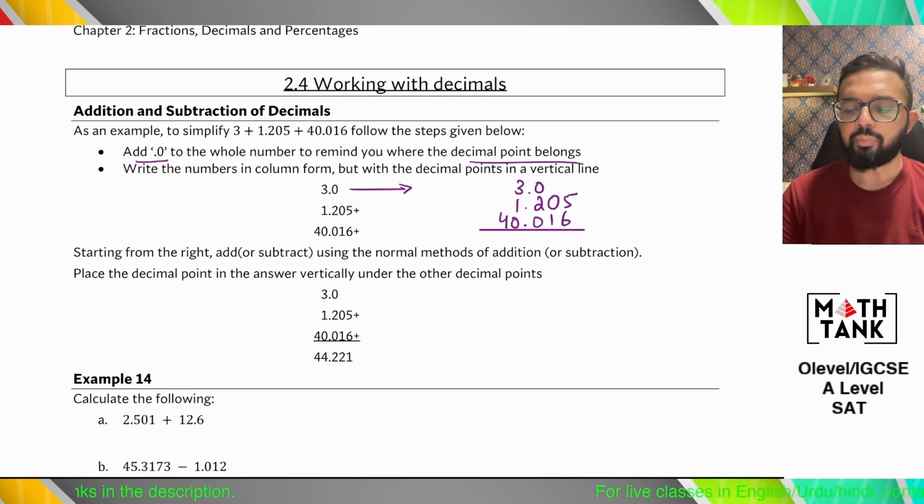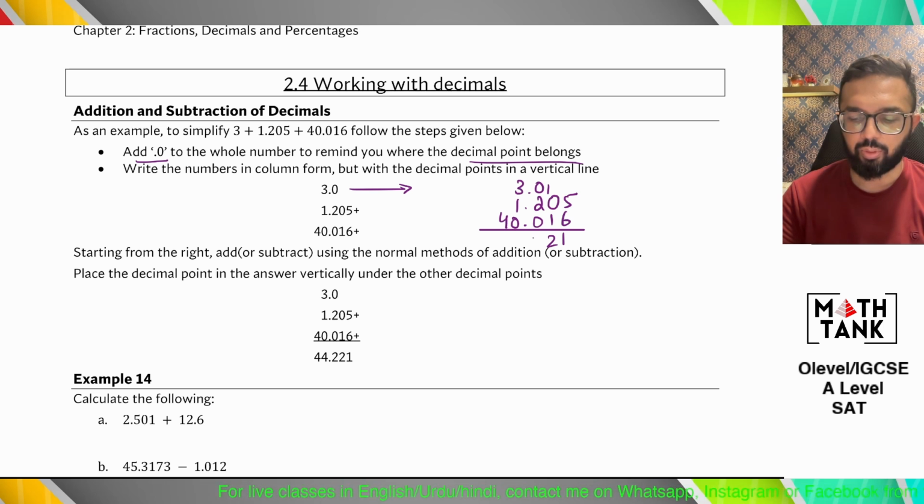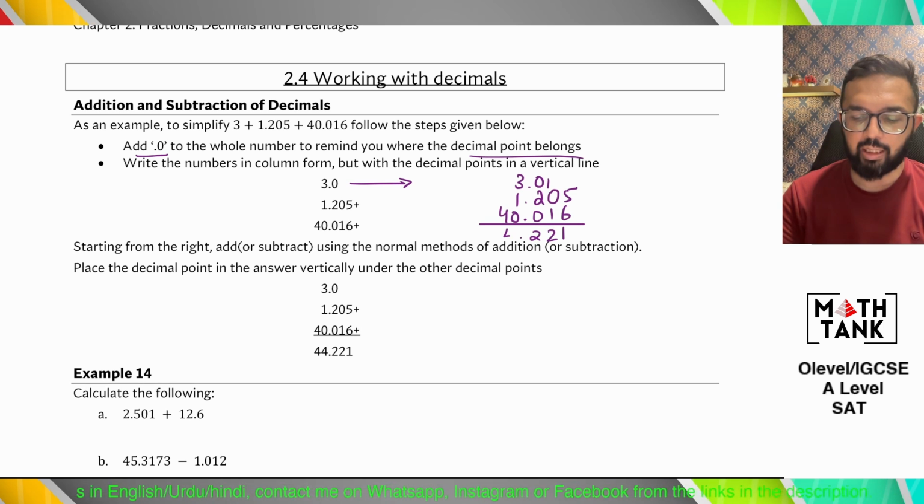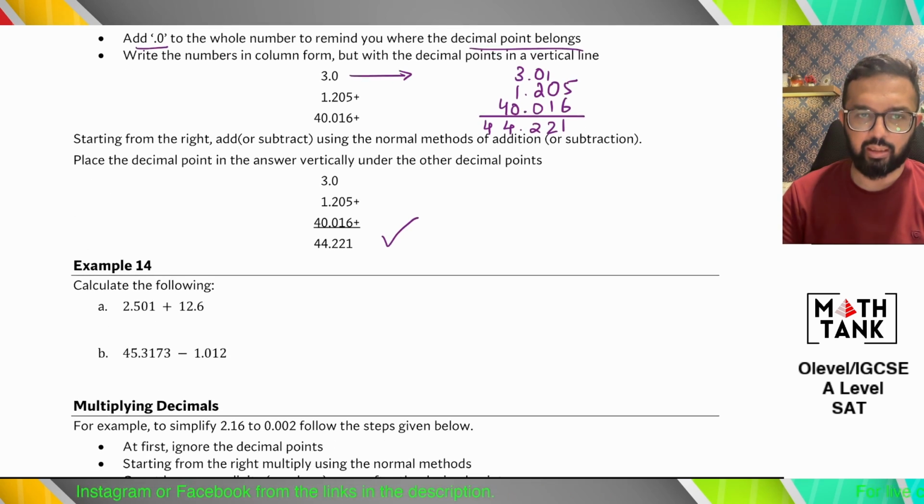So 6 and 5 add up to 11. You carry 1. That adds up to 2. 1 and 1, 2. That adds up to another 2. 0 plus 2 plus 0. Then 3 plus 1 adds up to 4, and then 4. Okay, this is shown to you here as well. You can see the calculation.